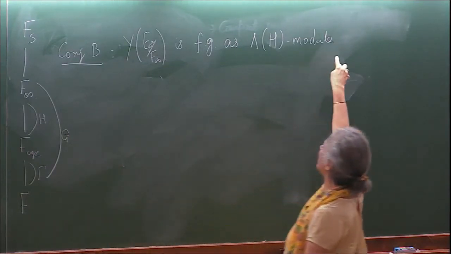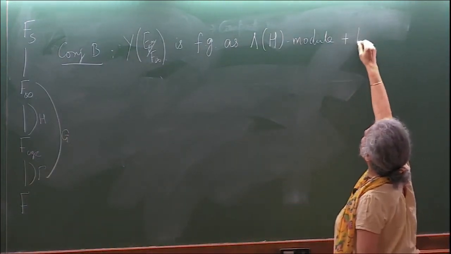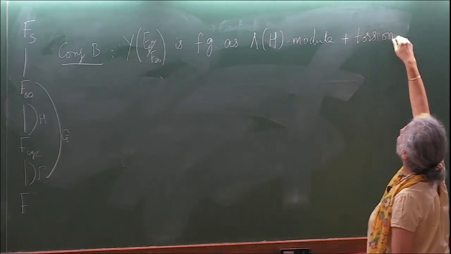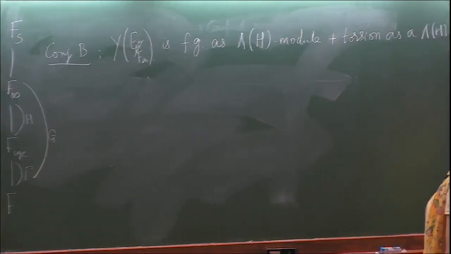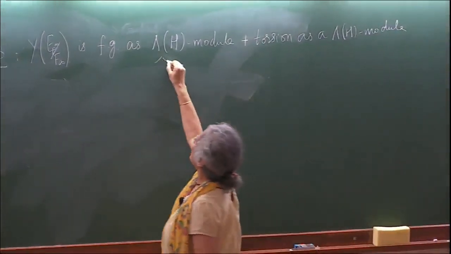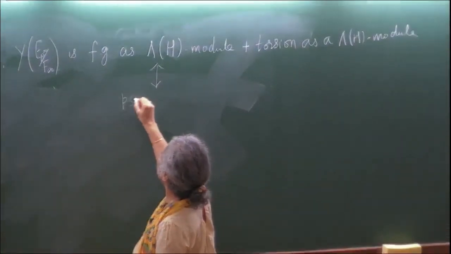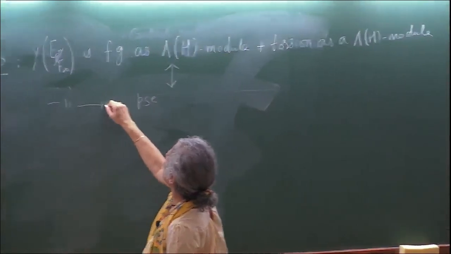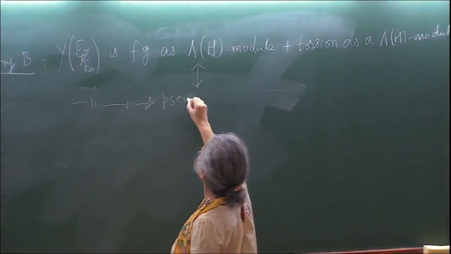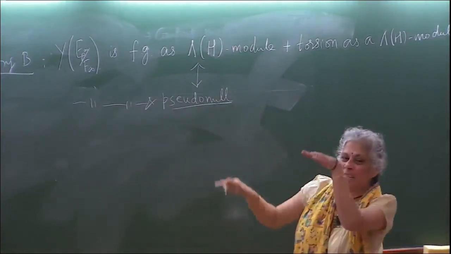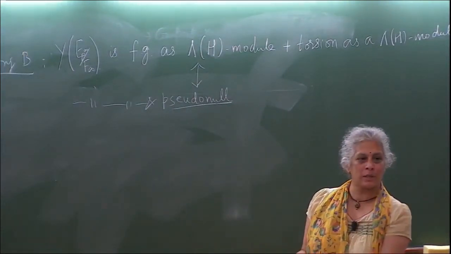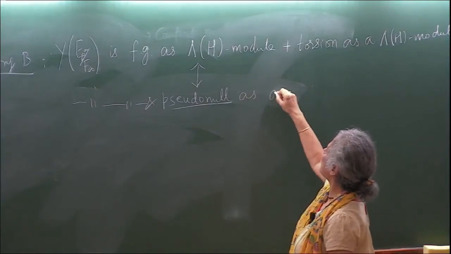So it is finitely generated as a Λ(H)-module and torsion as a Λ(H)-module. So this together is equivalent to saying that Y of E over F infinity is finitely generated and pseudo-null, that is, its dimension is at least 2 less than the dimension of the Iwasawa algebra. Pseudo-null as a Λ(G)-module.